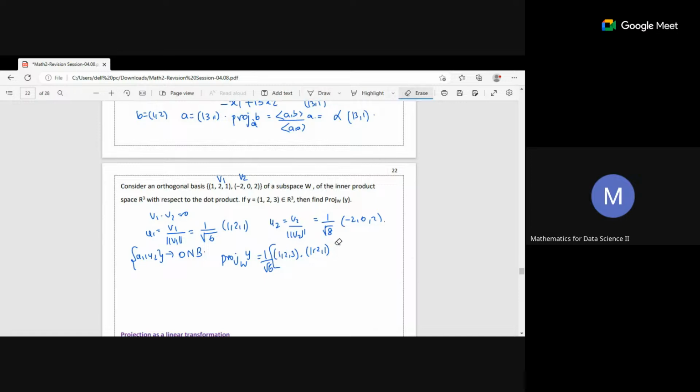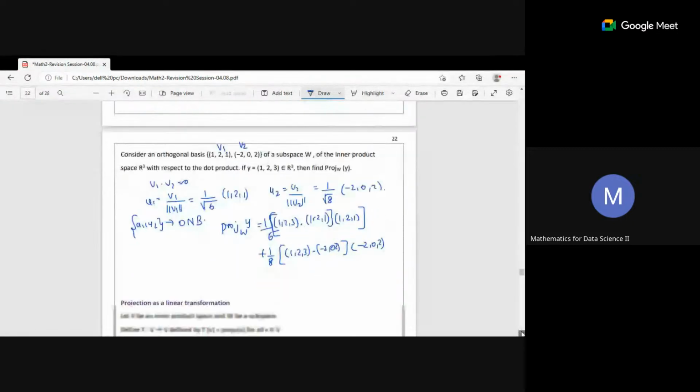Or I put the bracket in this way. Inner product of V comma Vi into Vi, right? So (1, 2, 1) with itself gives 6. So it will become 6, right? Yes. And then 1 by 8, (1, 2, 3) with (-2, 0, 2), into (-2, 0, 2). So you have 1 by 6 times.